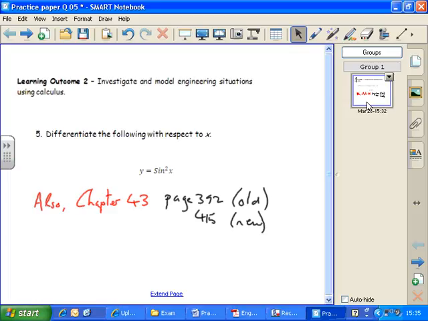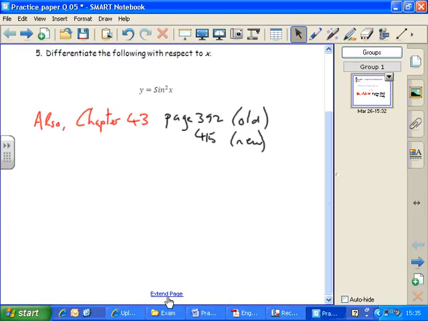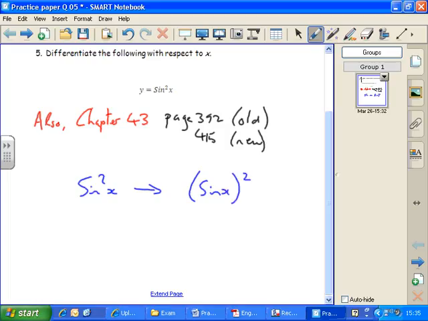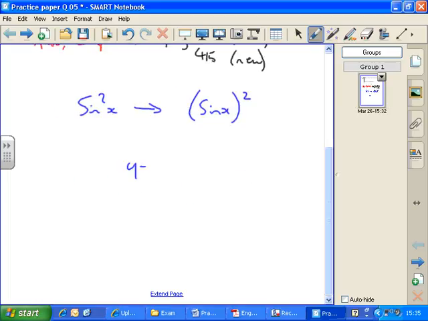This particular one, you need to recognize that we've got one function inside another, so it involves using the chain rule, or the function of a function rule, and remembering that sine squared x is shorthand for the sine of x, squared. So actually this is the function y equals the sine of x, all squared. And so what we do is we let u equal sine x.